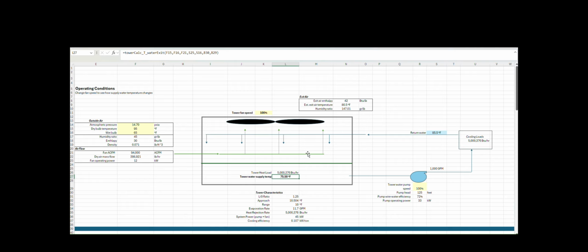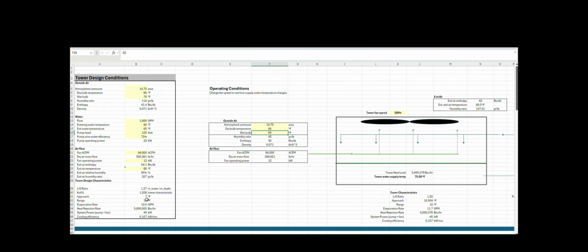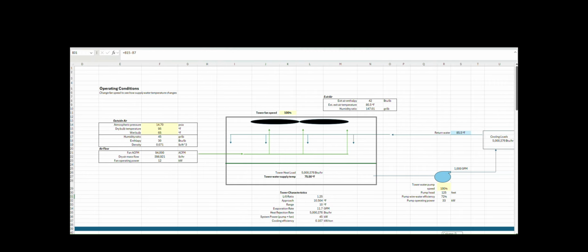What's interesting there is that instead of a 7-degree approach, where our design was a 7-degree approach, so the supply water temperature we can make is 7 degrees higher than the wet bulb outside. In this case, everything is equal. The range of the tower and the flow rates are the same. The only thing that changes is wet bulb. But when that wet bulb changed, our approach actually degraded a little bit.